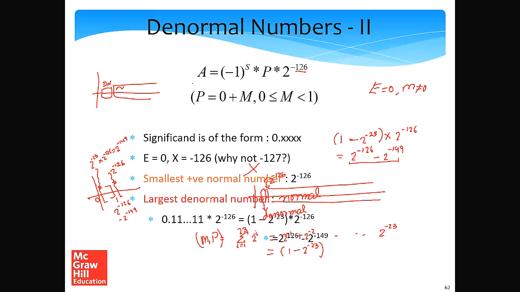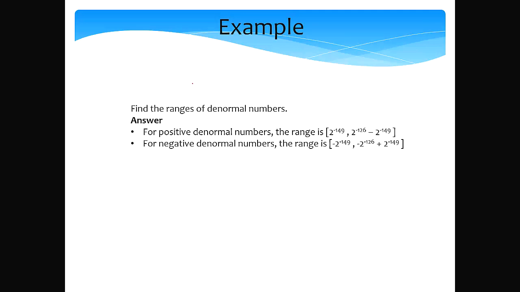We had pretty much the same thing in the slides, but I have overwritten them. Here, in the example, are the ranges of denormal numbers, which we just found out. The positive denormal numbers start from 2 to the power minus 149 to 2 to the power minus 126 minus 2 to the power minus 149. The normal numbers then start from 2 to the power minus 126. Similarly, for negative denormal numbers, the range is minus 2 to the power minus 149 to the same thing, albeit with a sign reversal.